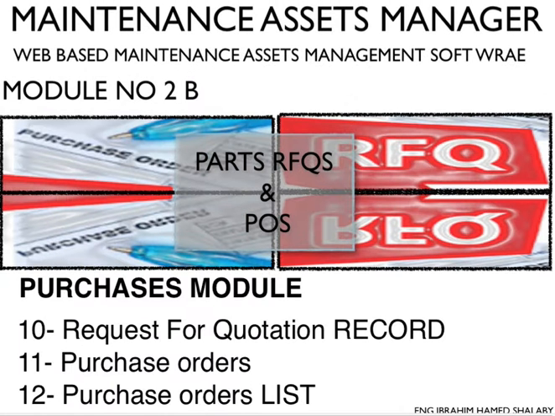Module number 2B. Purchases Module. Parts Request for Quotation and Purchase Order. Purchases Module. Request for Quotation Record. Purchase Orders. Purchase Orders List. The module allows you to track the parts being purchased, costs, order and delivery dates, and vendor information.